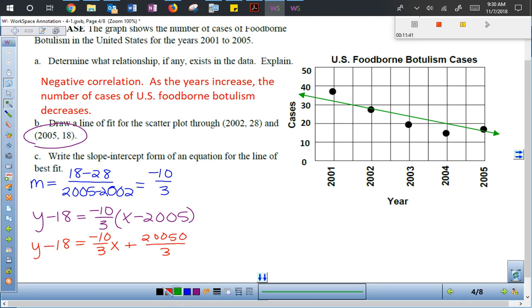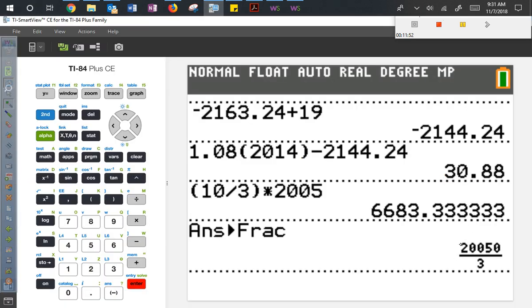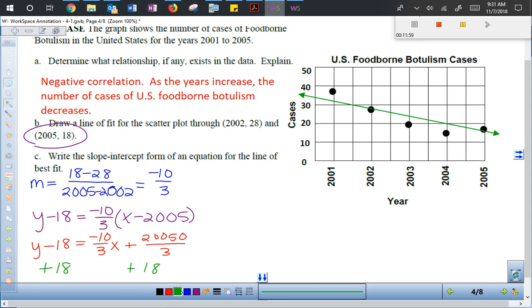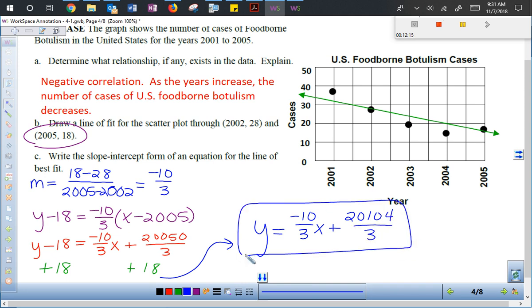Next, what I need to do is add 18 to each side. So I want to take 20,050 over 3 plus 18. In my calculator, I already have that 20,050 over 3, and I'm going to add 18, and I get 20,104 over 3. So come over here, and I get y equals negative 10 thirds x plus 20,104 over 3. And that's my final answer. I know that's a rough answer, but again, that's a real world problem for you.